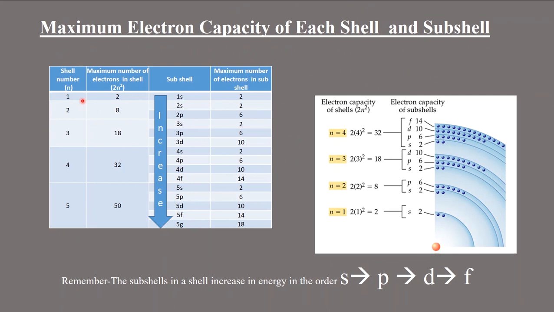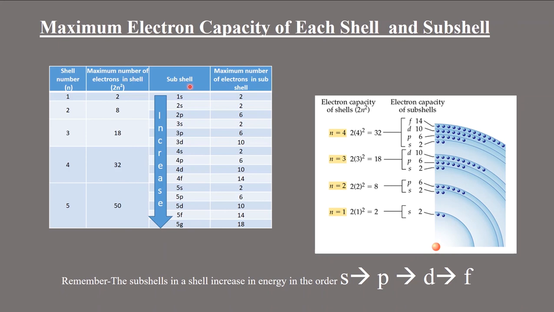In this slide, I have a summary of the maximum number of electrons of a shell and subshells. The maximum number of electrons in a shell can be determined with the help of the formula 2n². And based on this formula, the first shell can hold a maximum of 2 electrons, second can hold 8 electrons, third can hold 18, fourth shell can hold 32, and fifth shell can hold 50 electrons.